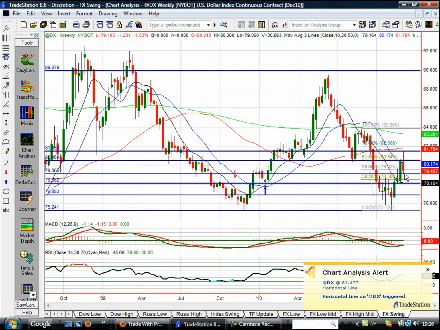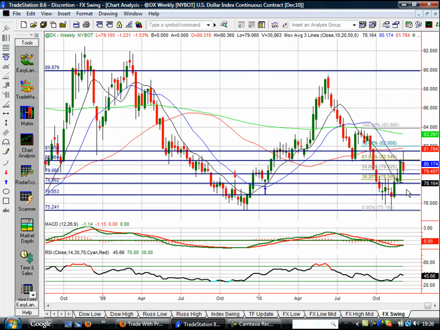I need to see that breakdown through last week's low around about 79.00. If it can break through there, I'm looking for somewhere down around 77.00 as a target for this week, with a move down to the downside, maybe even back towards 76 and 75 over the coming weeks.